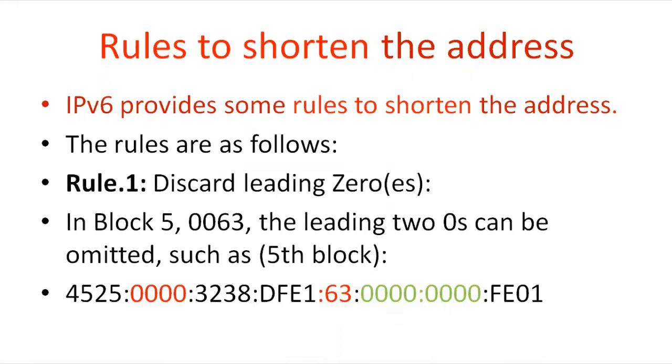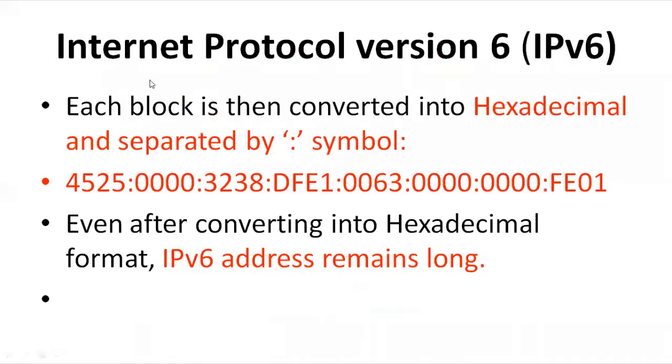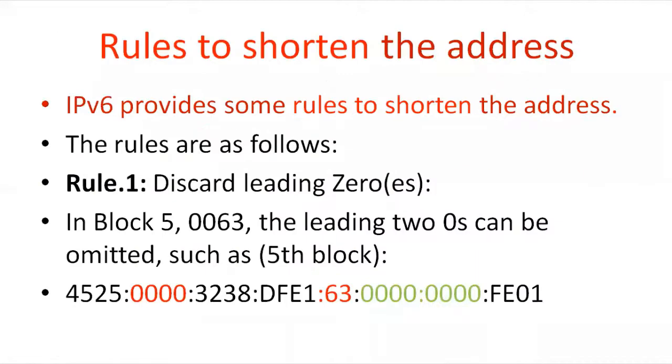For example, if you see block 5, the block 5 consists of 0063. That means it has leading zeros. The leading zeros can be omitted. For example, that value is represented like this. Here 4525. Here 0063. The 0063 is represented as only 63. If you have leading zeros, you should remove the leading zeros for the block or group. That is one rule.